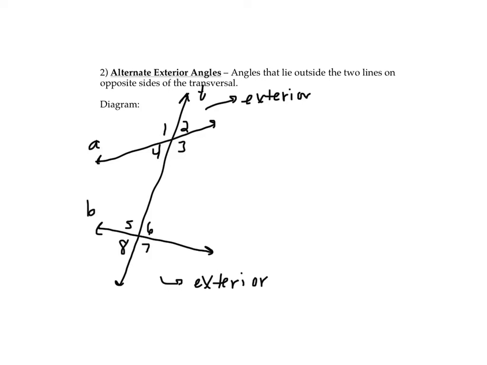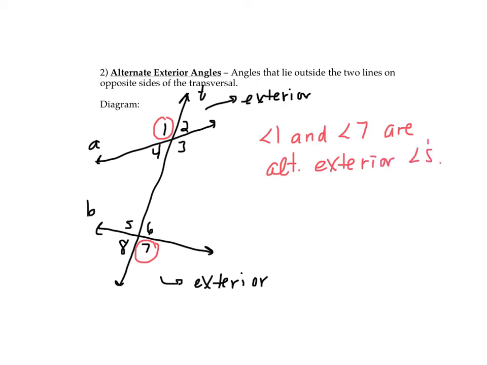So in the case of angle 1, it's an exterior angle, and it's an alternate exterior angle to angle 7. So you can say angle 1 and angle 7 are alternate exterior angles. Do you see the other pair of alternate exterior angles? If you said that angle 2 is an alternate exterior angle to angle 8, you are correct.